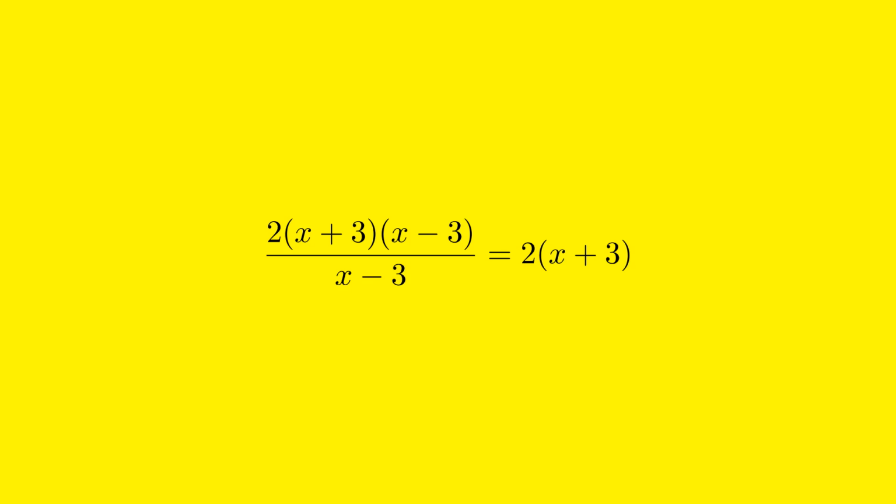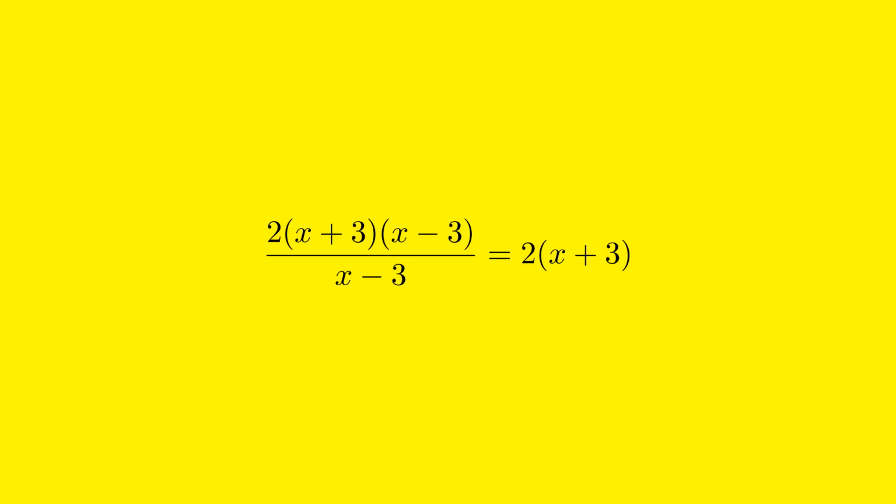Now our numerator looks like this: 2 times (x + 3) times (x − 3). So, our new expression is 2 times (x + 3) times (x − 3), divided by (x − 3). Next, we look to see if there are any common factors in both the numerator and the denominator that can be cancelled out. Notice that x − 3 appears in both the numerator and the denominator.